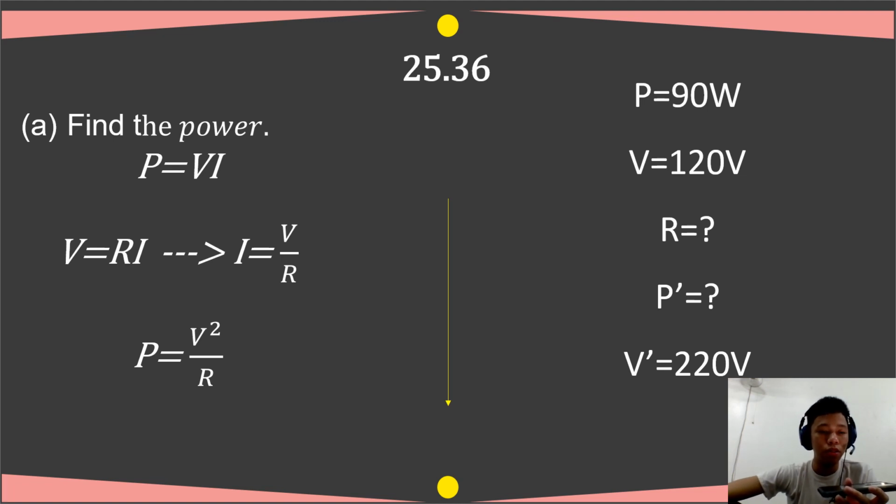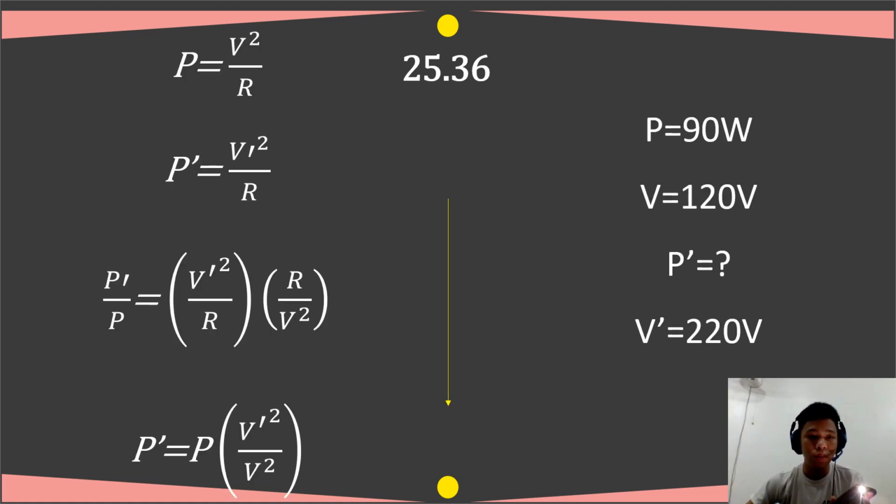So we're gonna use the power formula, which is P is equal to volts times the current. Since we don't have the current, we're just gonna use Ohm's law, and derive from V equals IR, so it becomes I equals V over R. Then you just substitute it into P equals VI, and you're gonna get P is equal to V squared over R.